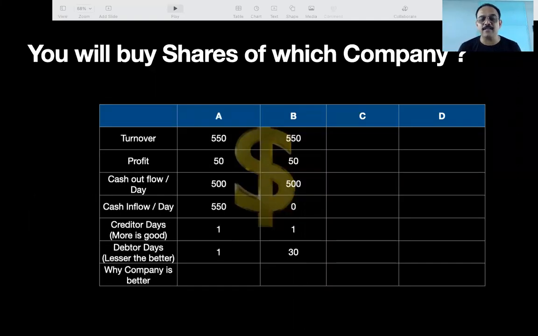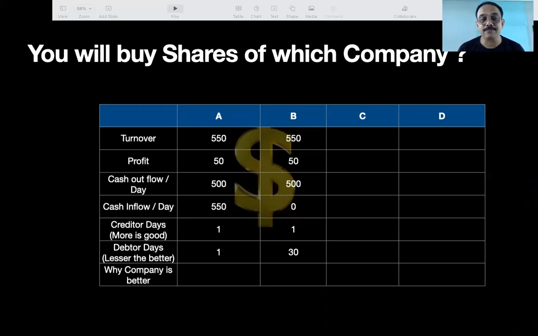So let's fill this in our sheet. Okay, so B, 550 is the turnover, profit is 50, outgoing cash flow is 500 per day, incoming cash flow is 0, creditor days is 1. Creditor days is the payment done to the supplier of the bread, debtor days is 30.